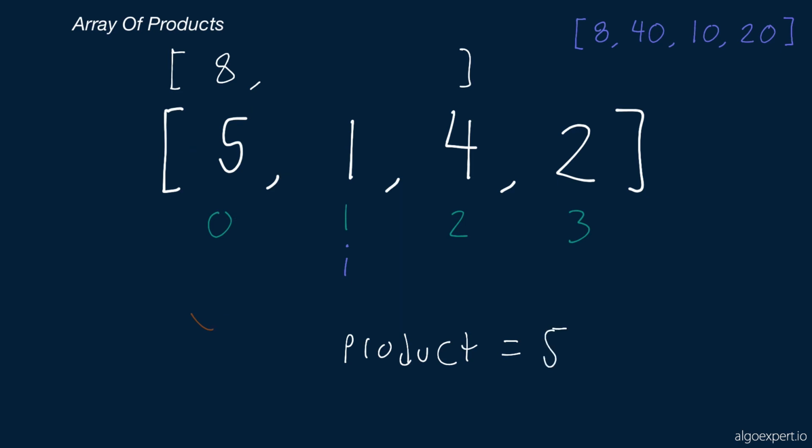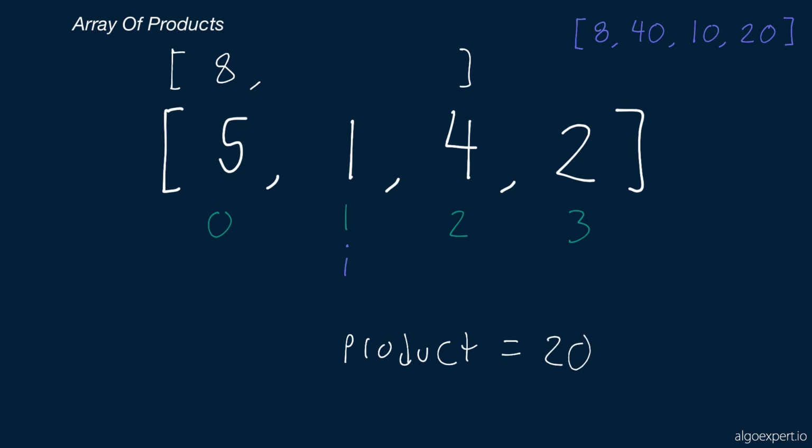There we go. Now we're going to move j over. j now moves over here, so it's at the same index as i. Since these are on the same index, this means we don't need to do anything. We're not going to multiply our product by this value. Instead, we're just going to move j over one more. j now moves over here. We see that this is not the same index as i, and so what we do is multiply our product by this value right here, which is 4. And so our product now becomes 20.